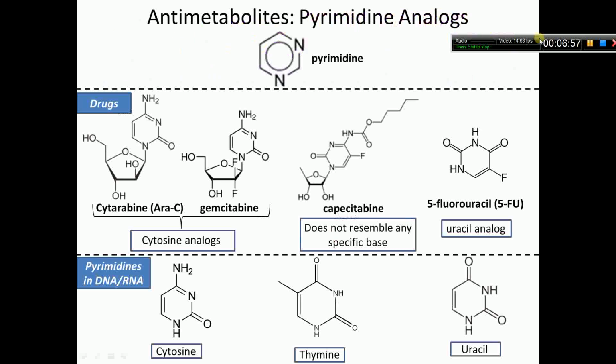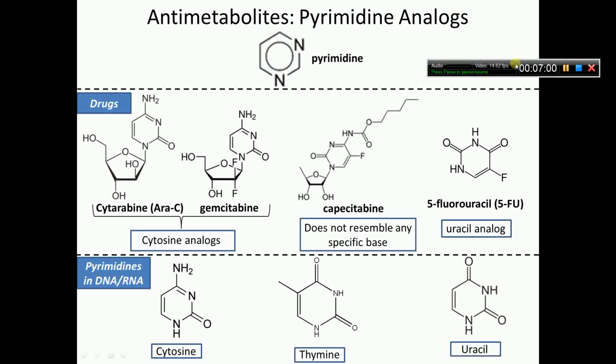Okay, next slide. Switching gears. I'm probably going to move a little bit quicker than I did in class. The next one would be pyrimidine analogs. If you don't remember from biology, pyrimidines are just the other bases in DNA and in RNA. So we have cytosine, thymine, and uracil as the endogenous bases in DNA and RNA. And then we have the cytosine analogs, cytarabine or ara-C and gemcitabine. We have capecitabine, which doesn't appear to resemble a specific base, and then 5-fluorouracil, which is of course a uracil analog.